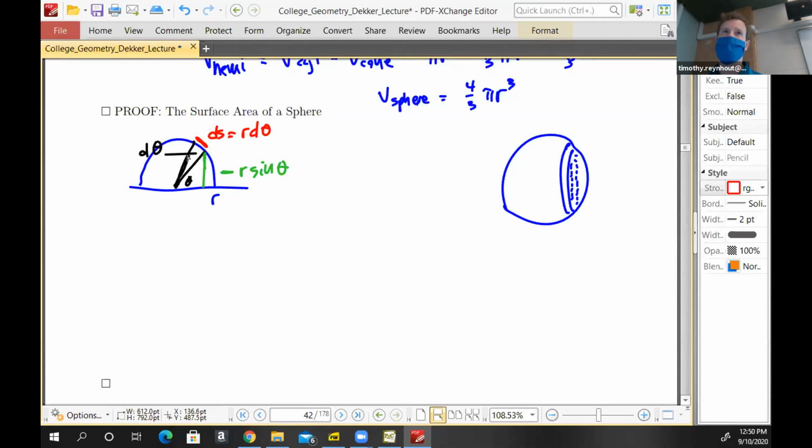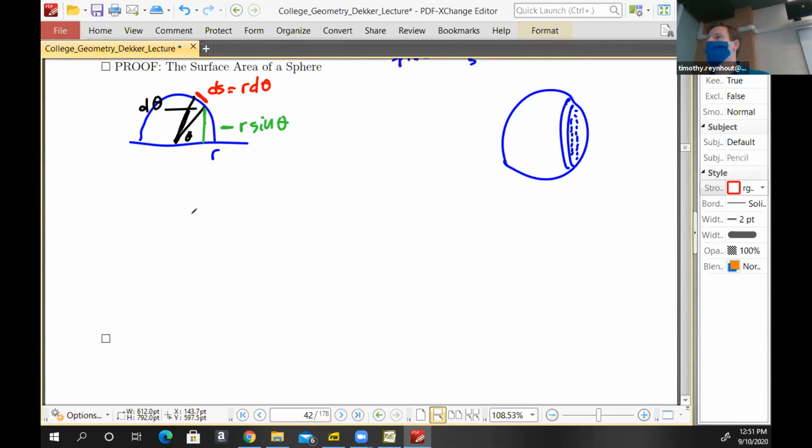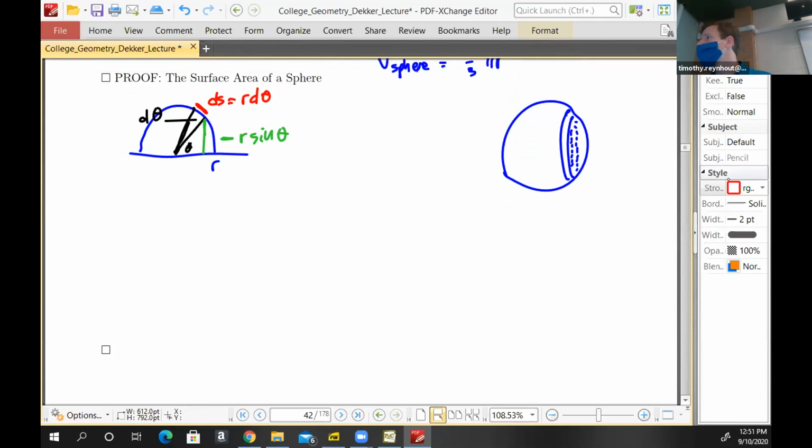Whatever this angle measure is, d theta, the length of this piece is the radius times the angle measure, r d theta. And that is the change in distance along this semicircle. So with this idea, we can find the circumference of the band.